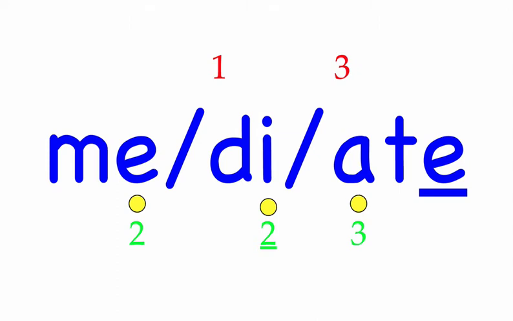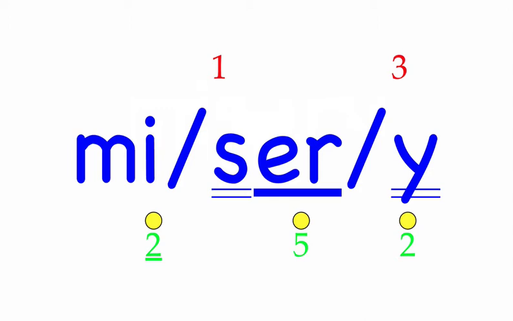Misery. They say misery loves company. Misery. Mi, 2 sounds. Zer, 2 sounds: Z, E, 1 sound. Misery. Now, at this point, pause the video, completely mark the word, and when you've completed that process, advance the video. Misery.